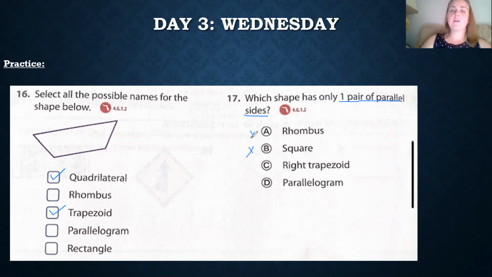That makes sense. A right trapezoid, remember this, the top line here and the bottom line here, if I kept going with these, they would go on and on forever and never touch. But the left side and the right side would eventually cross. So that only has 1 pair of parallel sides. So C is probably the answer, but let's look at the next one. A parallelogram has 2 pairs of parallel sides, so it would not be D. So the answer would be C. Getting better with the pen. Excited about that.